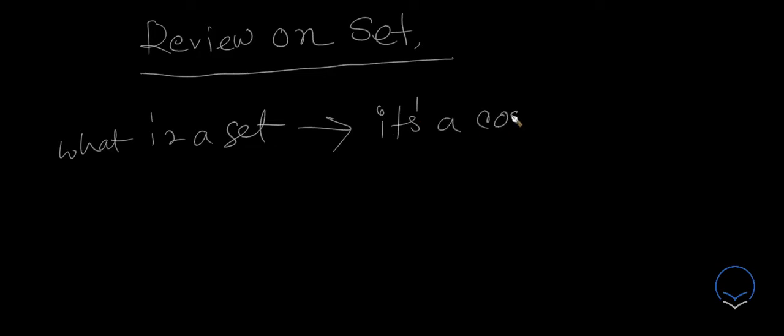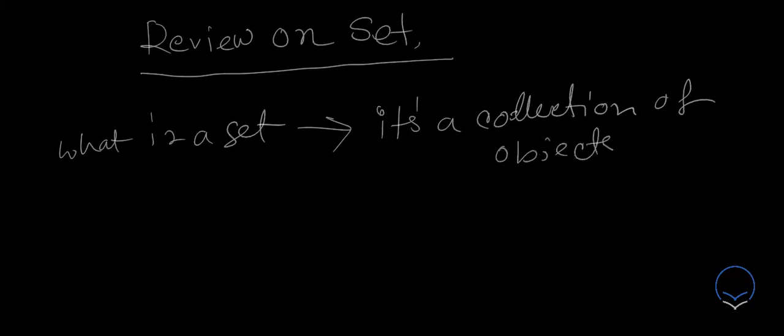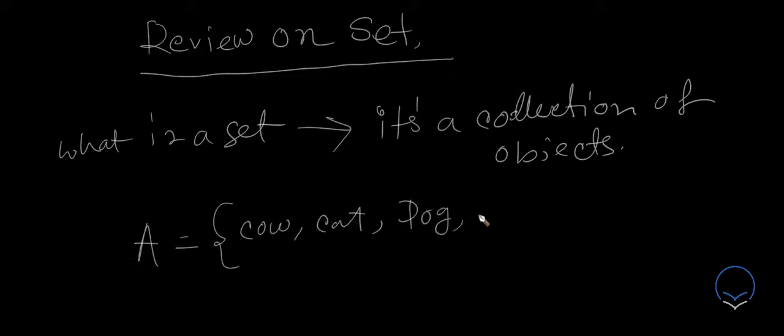Today we will be taking a review on our knowledge of set theory. So what is a set? The first question to ask is what is a set? A straightforward answer would be that it's a collection of objects. Let's take a set A and let's say I have cow, cat, dog, tiger. So these animals, they belong to some set.